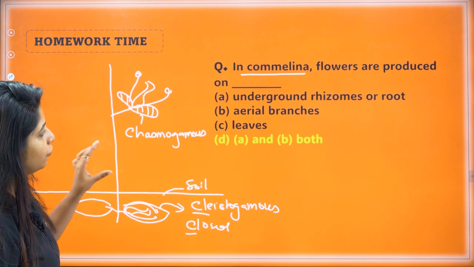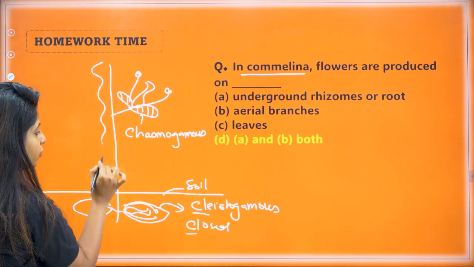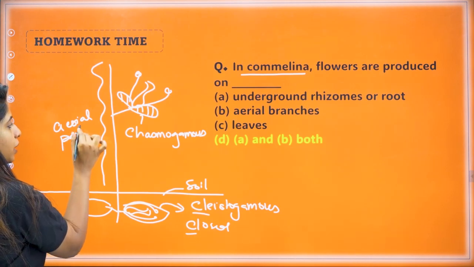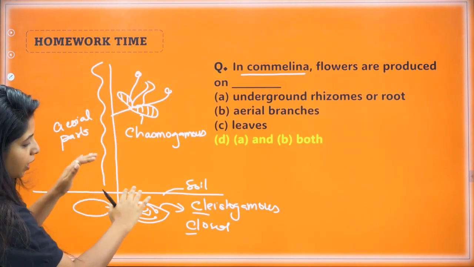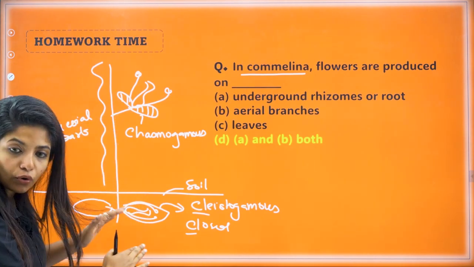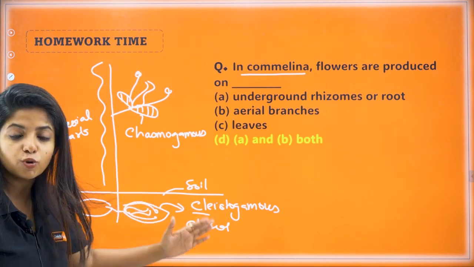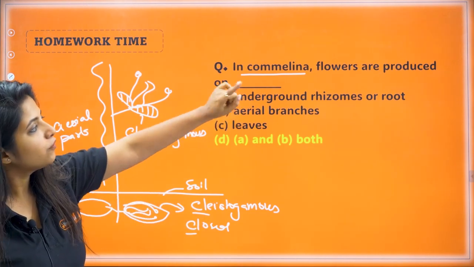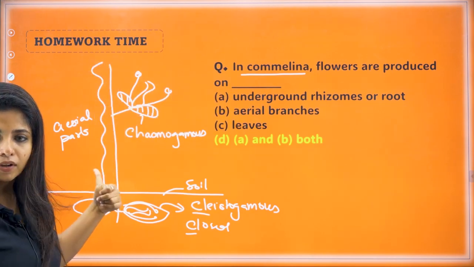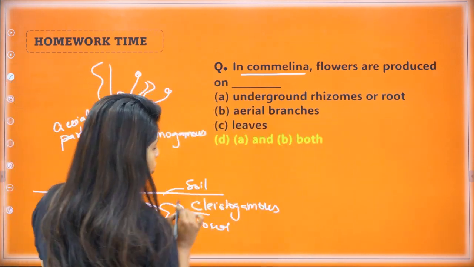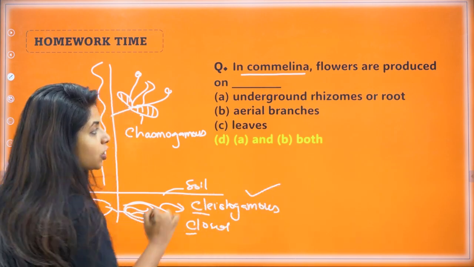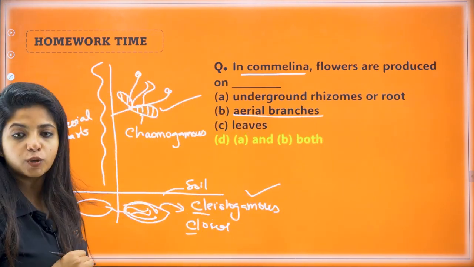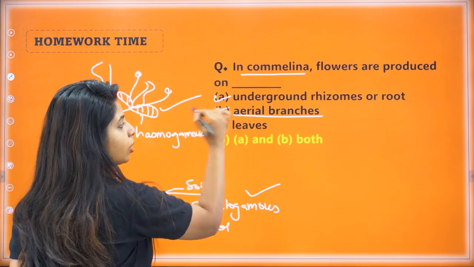So my dear children, this part of the plant is known as the aerial part, which is above the soil level. And over here you will be finding root or root-like stuff which are known as rhizomes and things like that. So over here in Commelina, flowers are produced on what? On the underground rhizomes or root? Yes ma'am, I can find cleistogamous flowers there. On the aerial branches? Yes ma'am, I can find the chasmogamous flowers all there. So A and B, both options are correct.